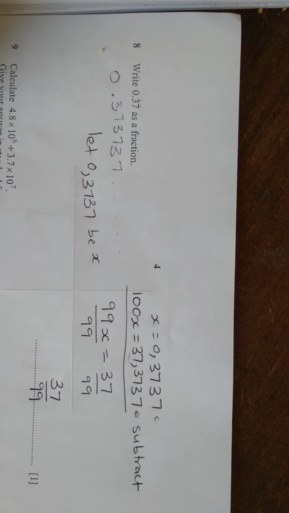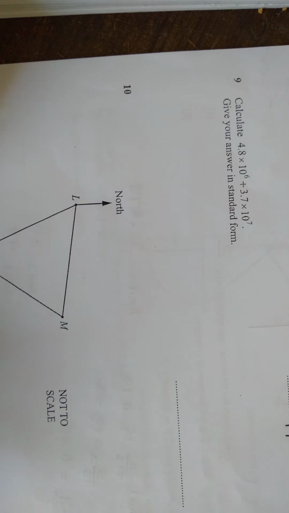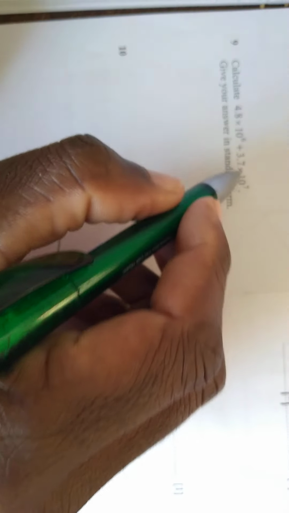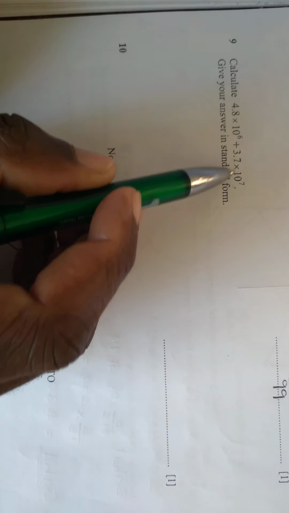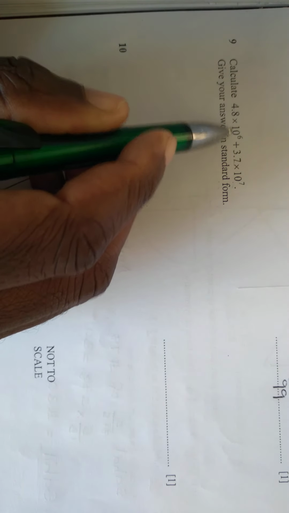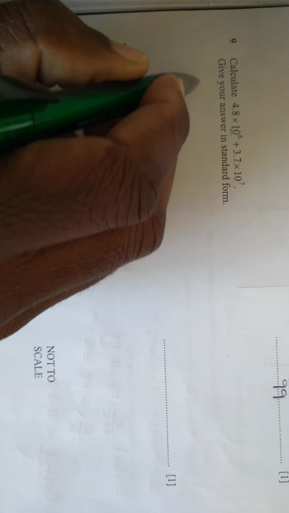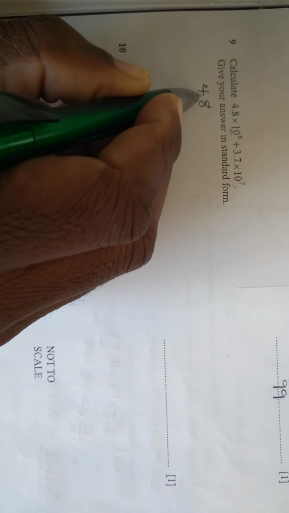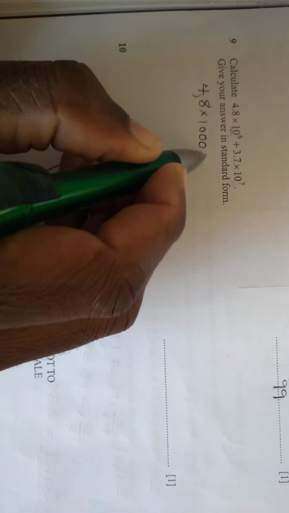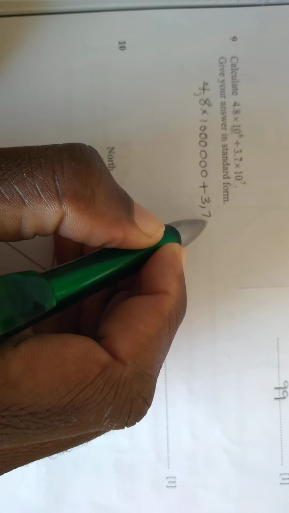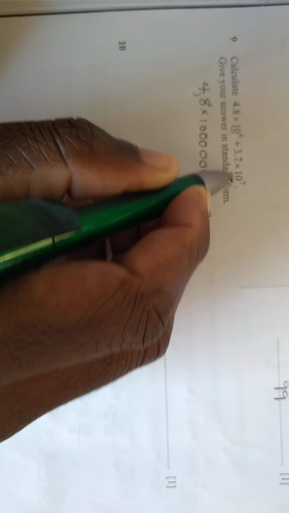The next question is a standard form kind of question. You are calculating 4.8 times 10 to the power 6 plus 3.7 times 10 to the power 7. This is a simple calculation. This is 1 million. So you write 4.8 times 1 million plus 3.7 times, this is 10 million, 1 with 7 zeros.